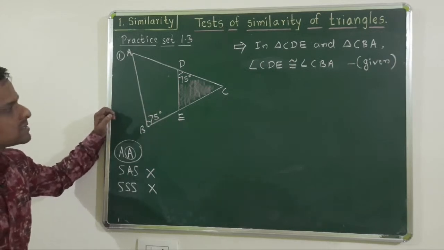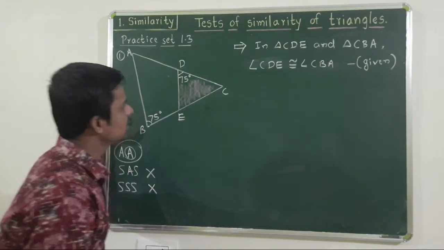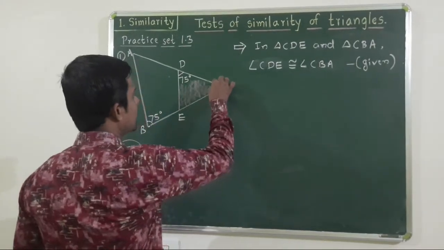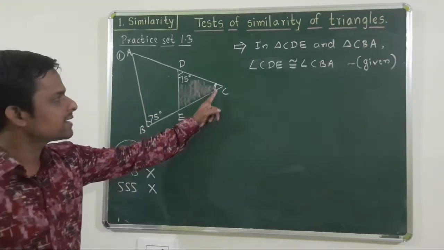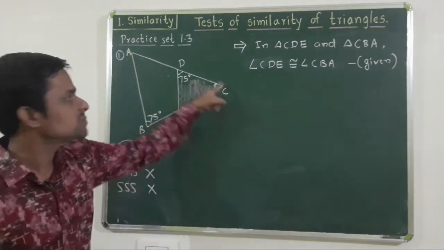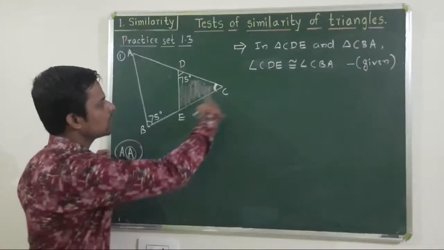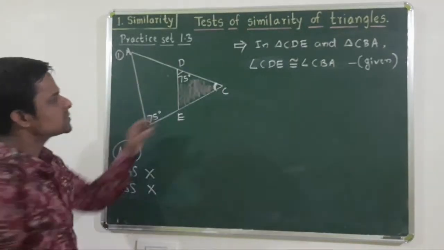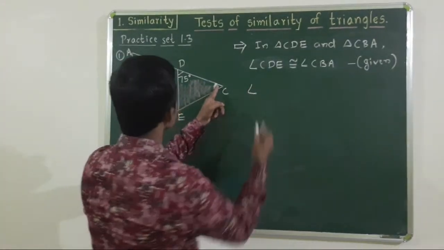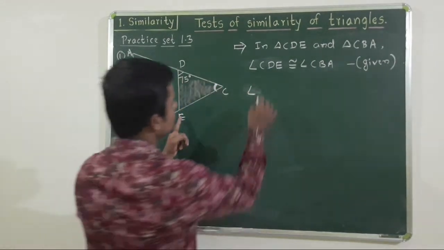One pair of angles is given indirectly. Which angle is common to these two triangles? That is nothing but angle C. Look at this angle. Angle C is an angle of this smaller triangle, and it is an angle of this bigger triangle also. Angle C is common to both the smaller and the bigger triangle, but the names are different. For the smaller triangle, the name of this angle C will be angle DCE.